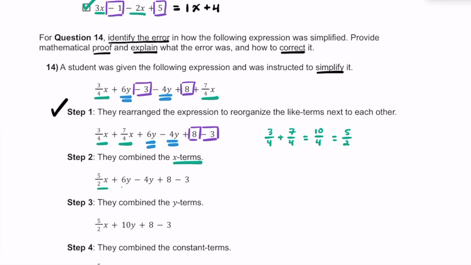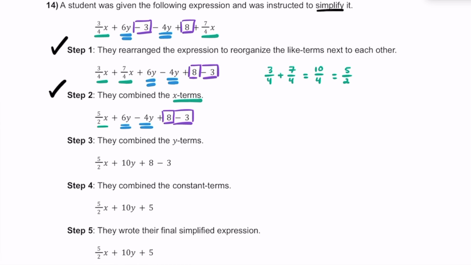Okay. Again, we didn't touch this yet. We didn't touch this yet. And we didn't touch this 8 or the minus 3 yet. Okay. So I don't know. This one seems good to me. It doesn't look like they made any mistakes yet.